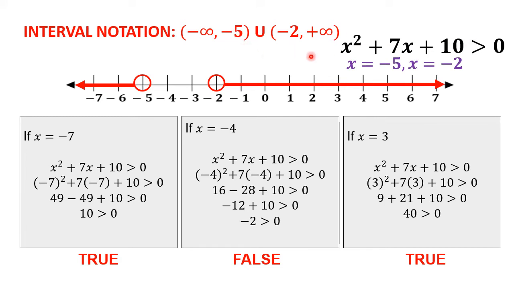Kay negative 5. Kasi ang ating inequality symbol ay greater than. Ibig sabihin, not included siya. Okay? Union, open parenthesis, from negative 2 to positive infinity, close parenthesis. Okay? Next.